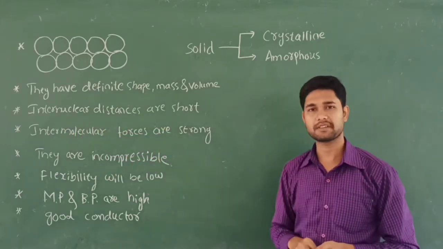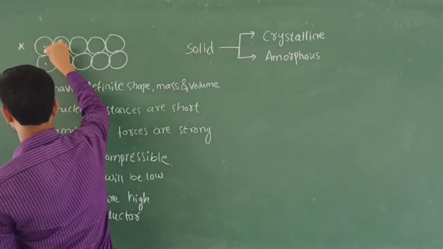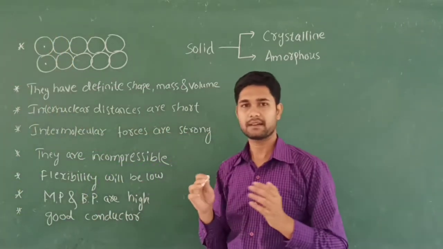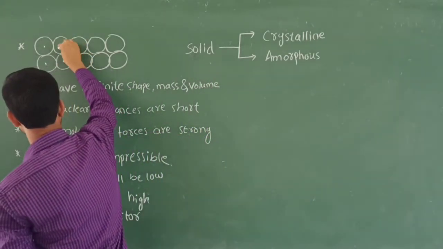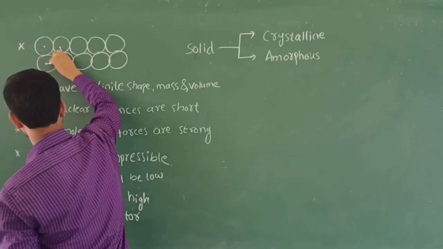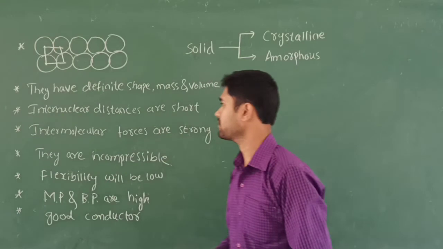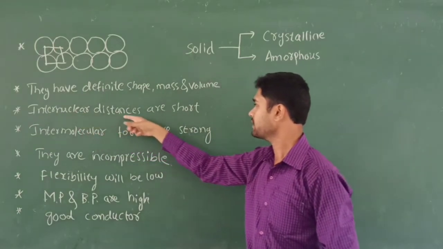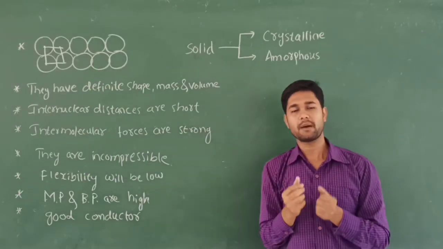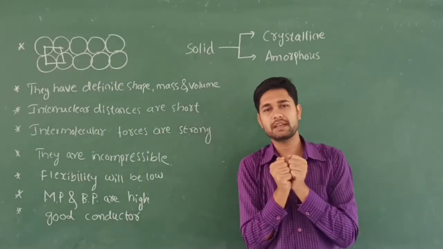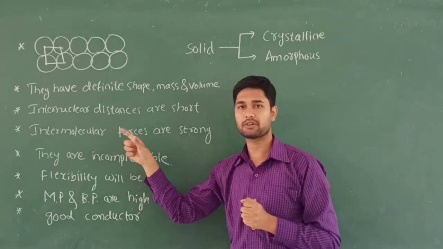The third property is very interesting. Internuclear distances are very short. What do you mean by internuclear distances? If you take this atom, it consists of the nucleus, right? Like this, we take the center of each. This distance is called the internuclear distance. The internuclear distances are very short. Why? Because the atoms are very closely and tightly packed with each other.